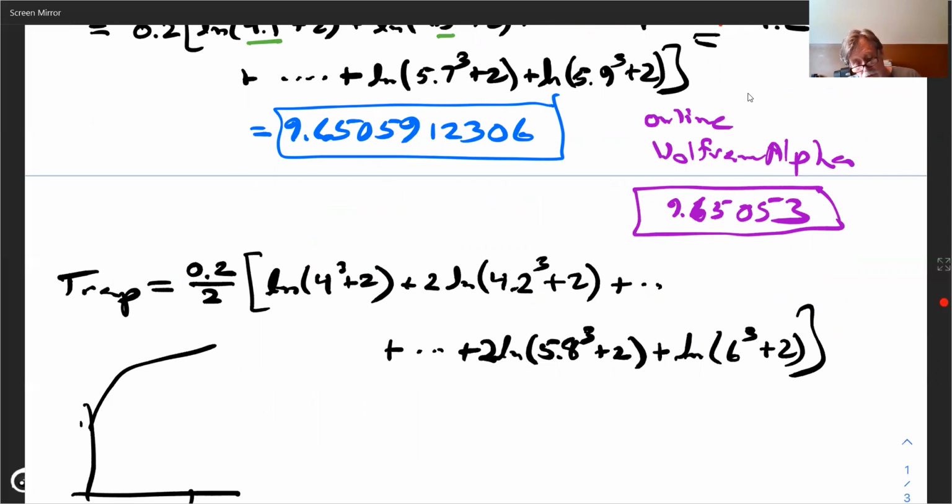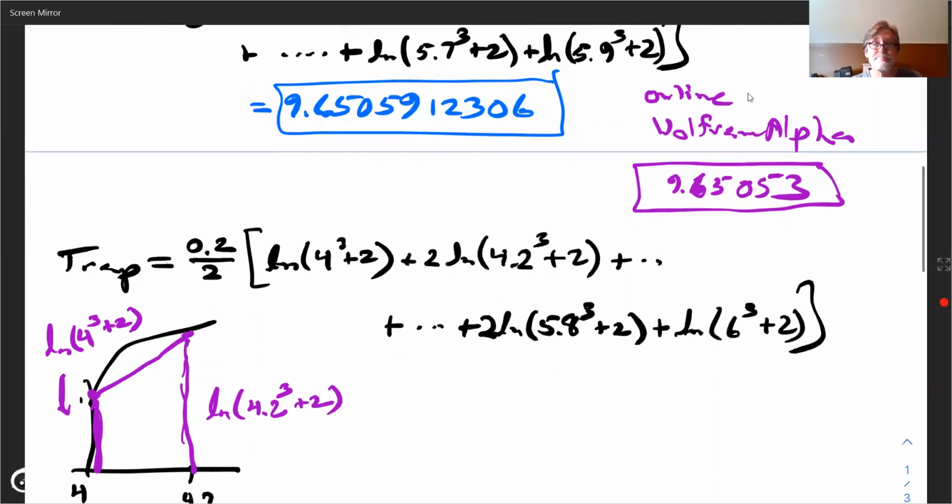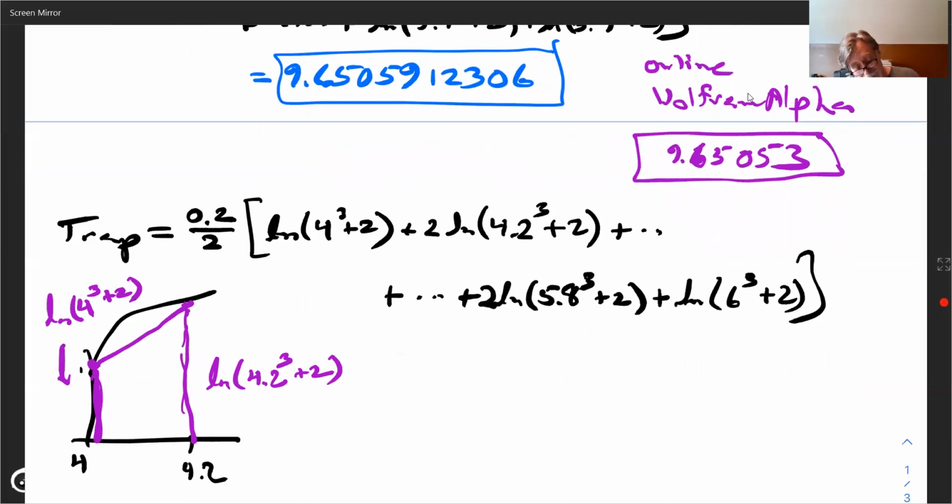The trapezoid method goes up here and makes this line, which is the natural log of 4.2 cubed plus 2. And this line over here, which is the natural log of 4 cubed plus 2. They connect these with a straight line and create, guess what? A trapezoid. Okay? The area of the trapezoid. Now, the height here is 0.2, which is our b minus a over n.